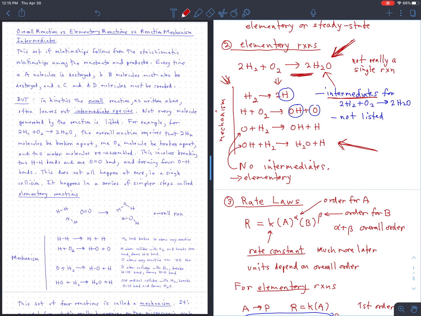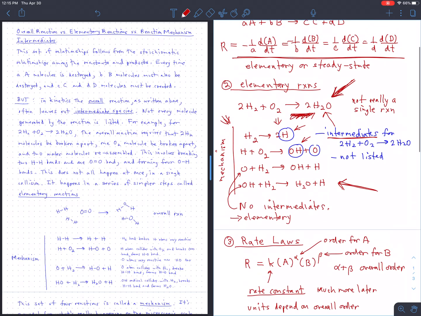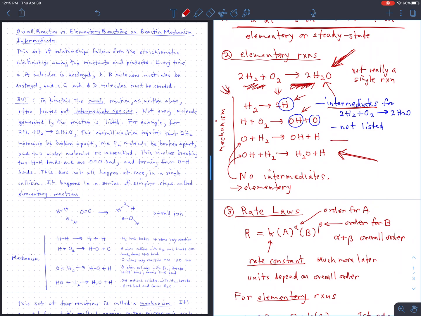Then you can see that these species, the ones circled in blue here, don't show up in the overall reaction. And that's what makes them intermediates, and that's what makes this an overall reaction and not an elementary reaction. But on the other hand, if you look at each of these smaller reactions that go into the mechanism, then everything that happens in those reactions is written out, and there aren't any hidden intermediates, and so these are elementary reactions. Mechanisms are always composed only of elementary reactions.